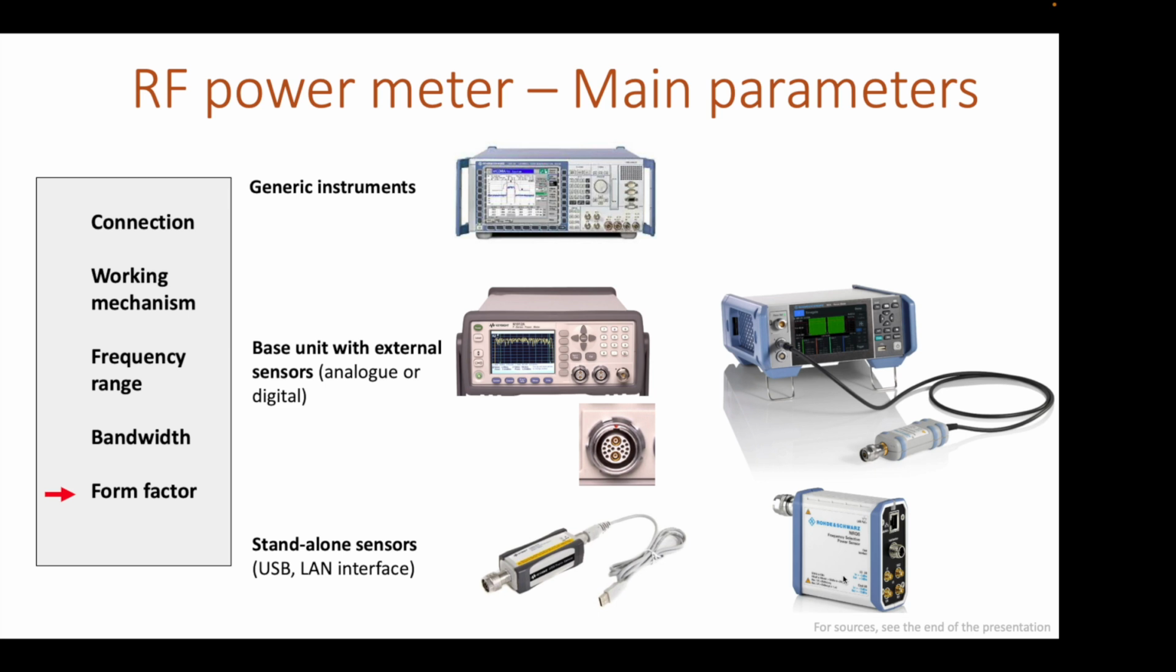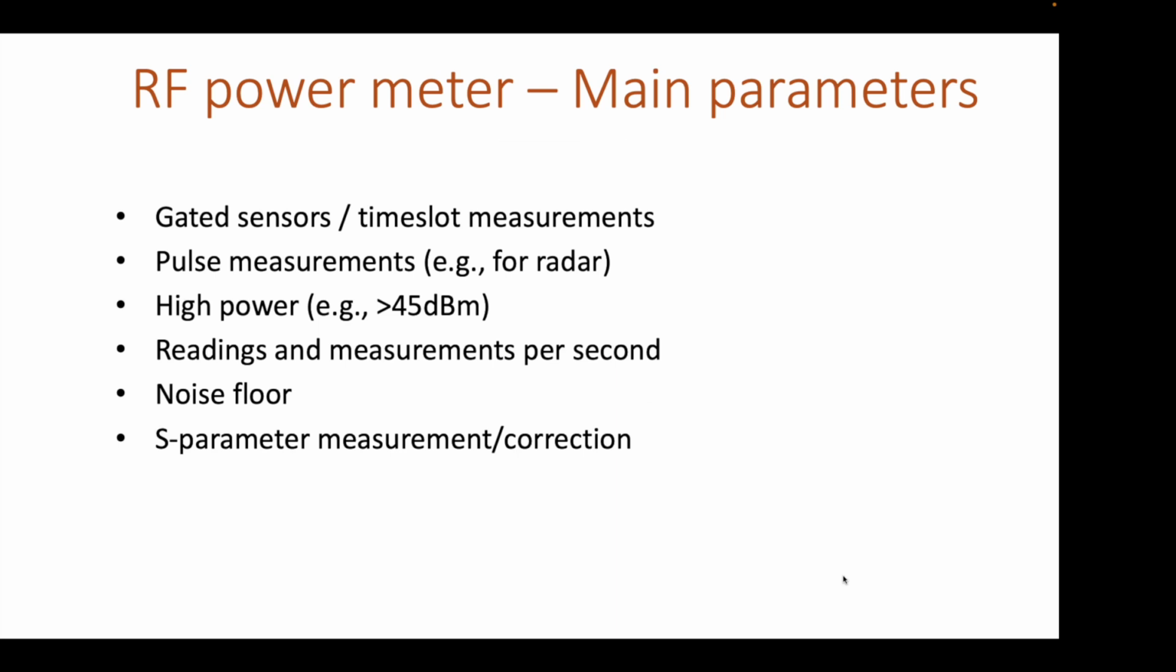Now, I covered just a small number of elements of the power meters. There's much more to look at. One of them is whether the sensors can be gated, so they are suitable for time slot measurement, or particularly suitable for pulse measurement, like for radar. Another is the amount of power they can handle. Some of them can handle powers up to 45 dBm, and certainly the reflective ones, those that go in line, can sometimes handle up to 150 watts of continuous power. So it could even be put on a permanent basis in the installation.